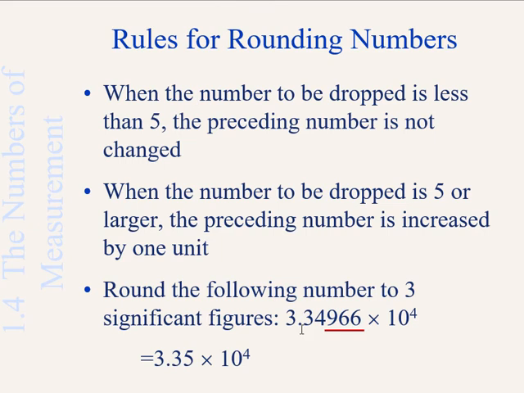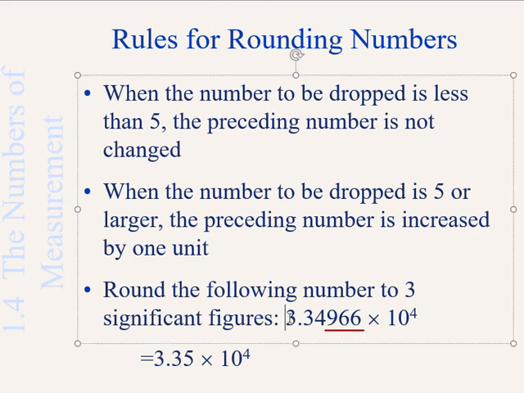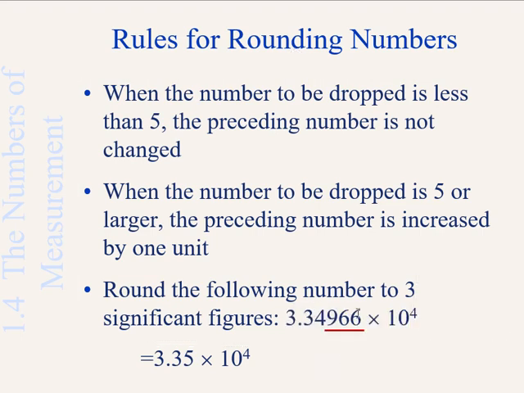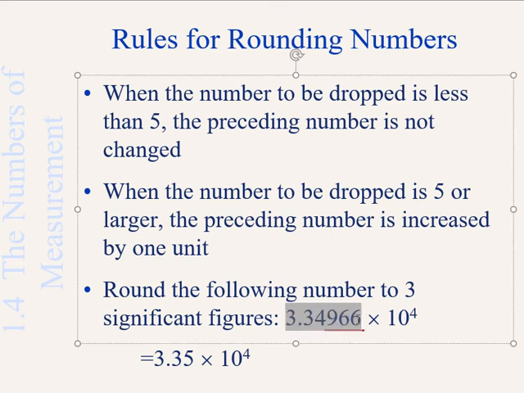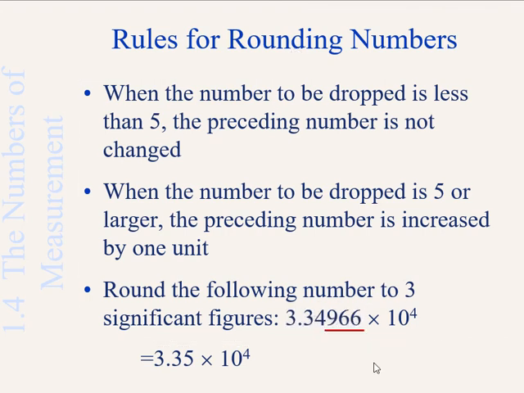So let's say here is our number 3.34966 times 10 to the 4. Don't pay attention to this line here. Now what about the significant figures? How many sig figs are in this number? Well, like we learned previously, in scientific notation we express the significant figures within the coefficient, and so this being our coefficient, we have 1, 2, 3, 4, 5, 6 significant figures.